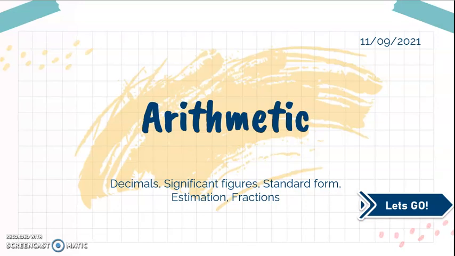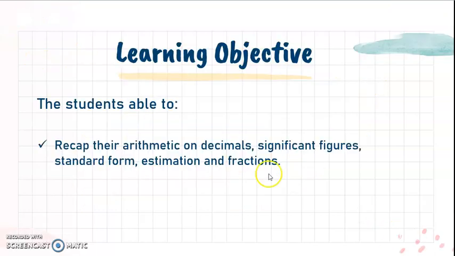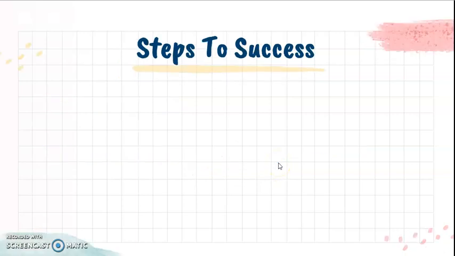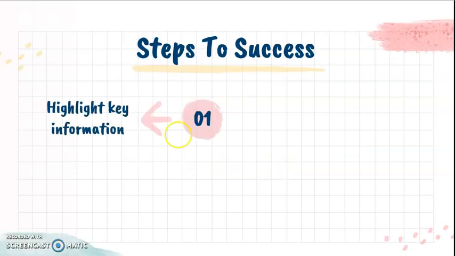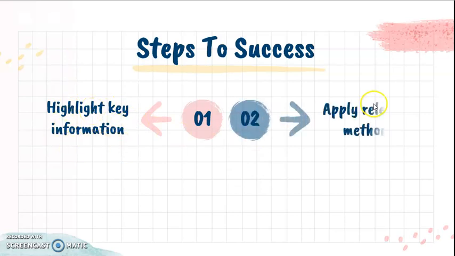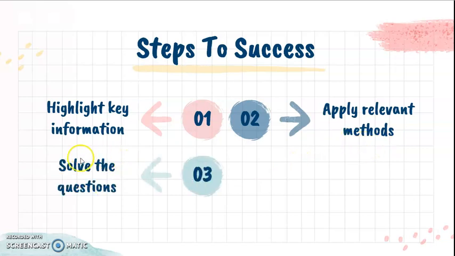So the learning objective for today's lesson is that you should be able to recap your arithmetic on decimal, significant figures, standard form, estimation, and also fraction. So these are the steps to success. The first one, you have to highlight the key information. The second one, you have to apply any relevant methods, for example, under decimals, fractions, estimations, and so on. The third one, solve the question. And lastly, double check your working and answer.